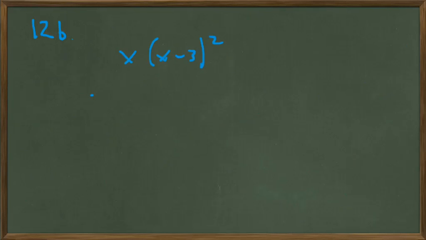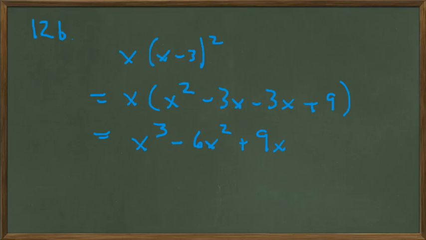x times x minus 3 squared. We square x minus 3. First, inner and outer are both minus 3x. We're using the FOIL method. Plus 9. Distribute the x across, combining terms, and we get x cubed minus 6x squared plus 9x.